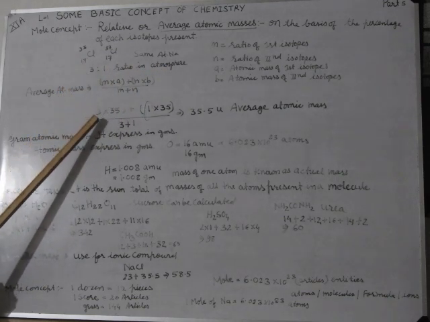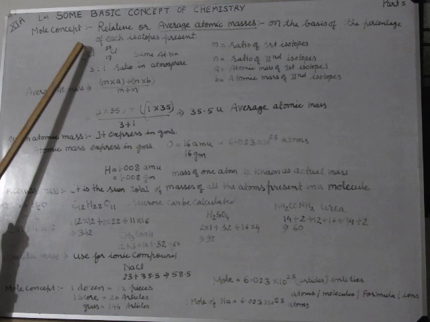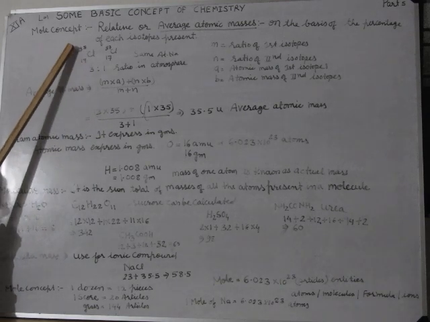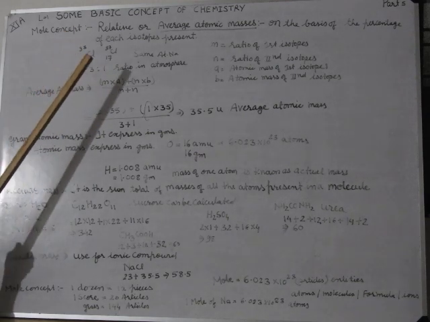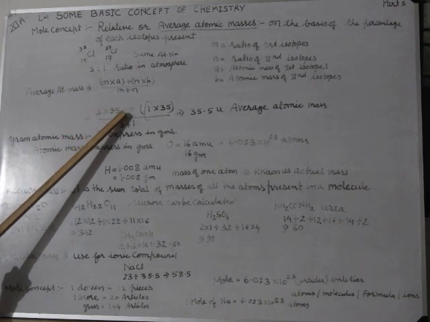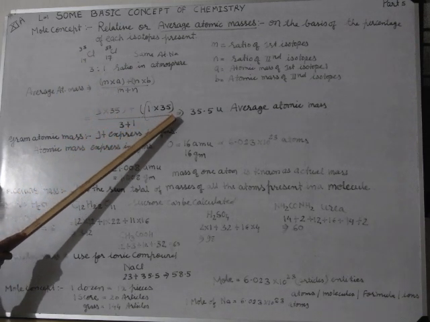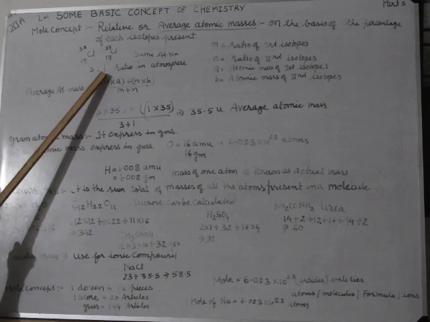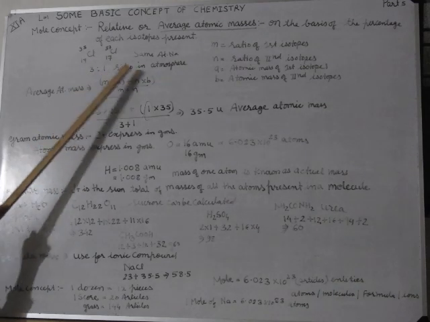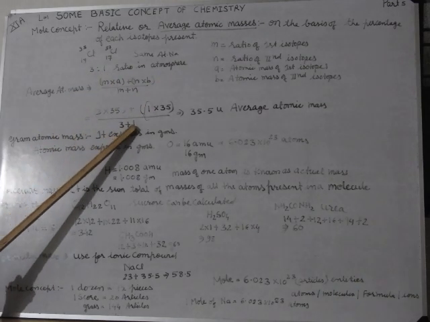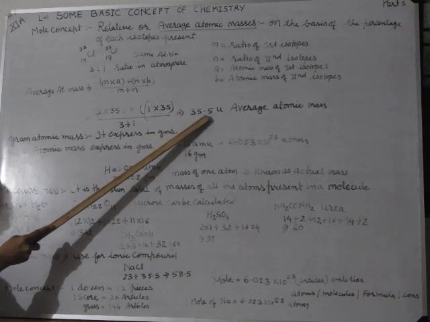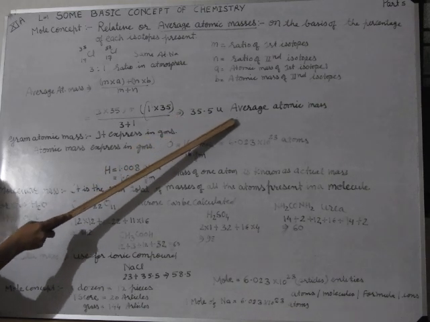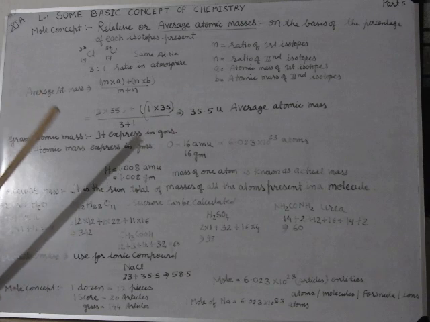So chlorine, 3 into 35, chlorine having mass number 35, plus 1 into 37, where 3 to 1 is the ratio in atmosphere. So divided by 3 plus 1, the average atomic mass becomes 35.5 u.